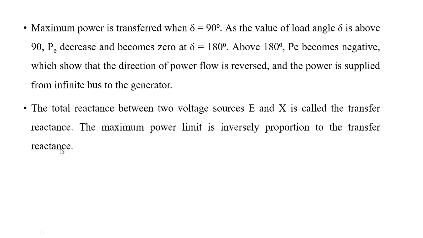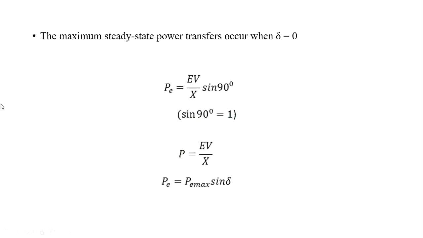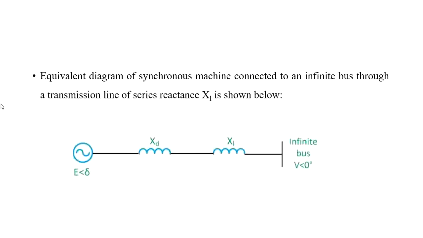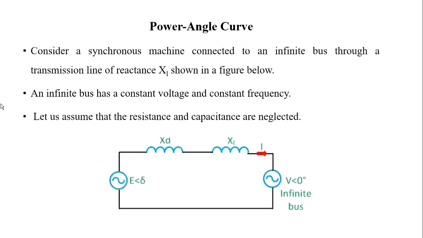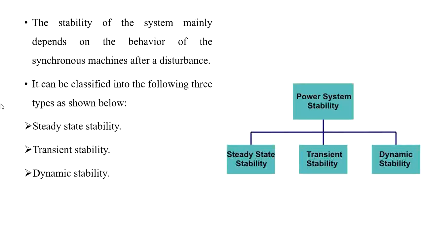So in the next class we will discuss the steady state stability limit and transient stability. Hope these topics are clear. That is the power angle curve and different power system stability terms: steady state stability, transient stability, and dynamic stability.